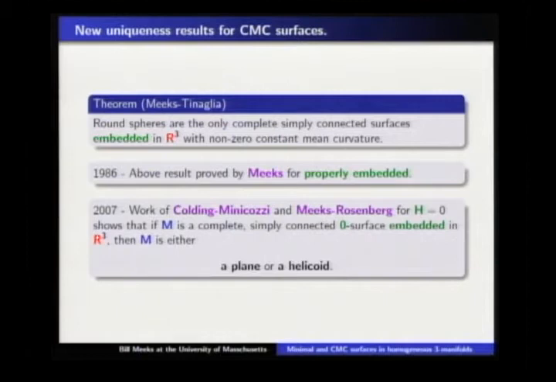Okay, so in the case of minimal surfaces, this problem was completely understood by the work of those people. And in that case, we only have the plane and the helicoid. So for minimal and simply connected, we completely understand what happens. And now that theorem up there gives us the remaining case, which was positive, non-zero constant mean curvature. Okay, so I'll just tell you some aspects of the proof here.